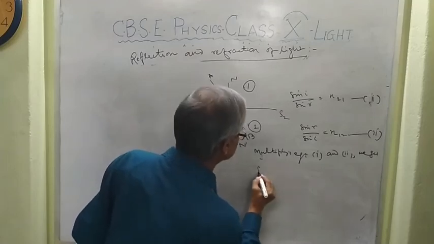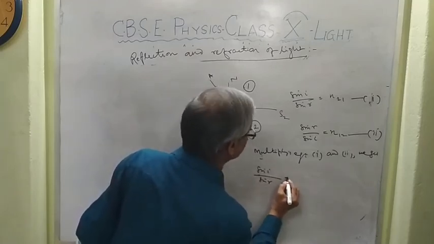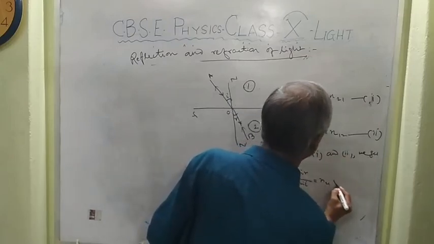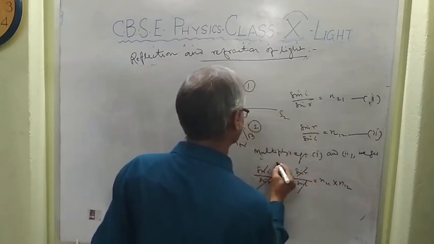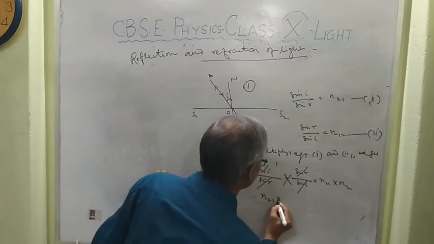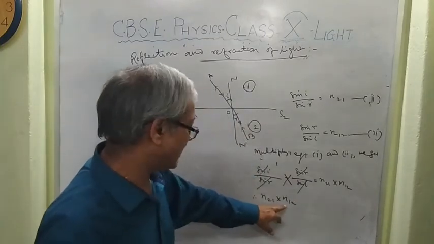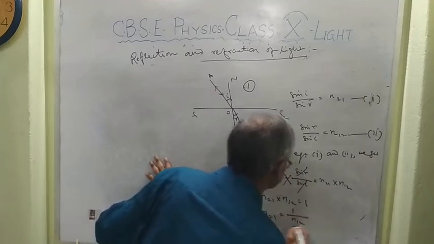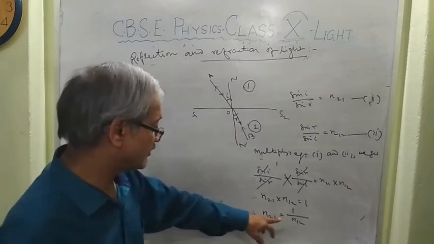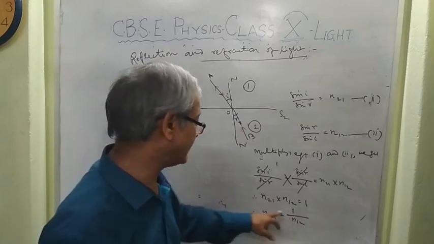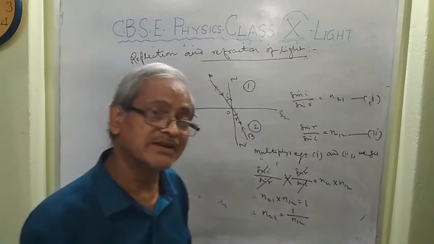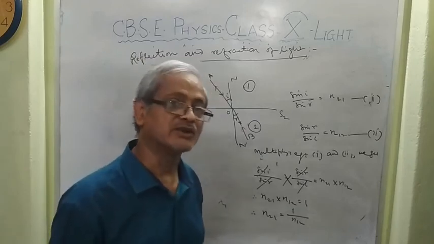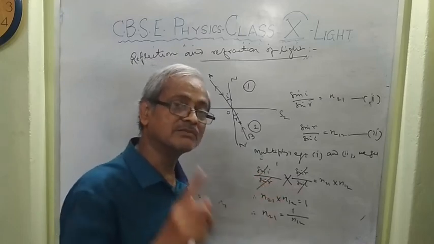Multiplying equations 1 and 2, we get sin I by sin R into sin R by sin I equals N21 into N12. Correct. R, R, I, I cancel out, becomes 1. Therefore, N21 into N12, that is the refractive index of the second medium with respect to the first multiplied by the refractive index of the first medium with respect to the second, becomes 1. Therefore, N21 equals 1 by N12. That is, these are reciprocal to each other. After taking the product, the value becomes 1.